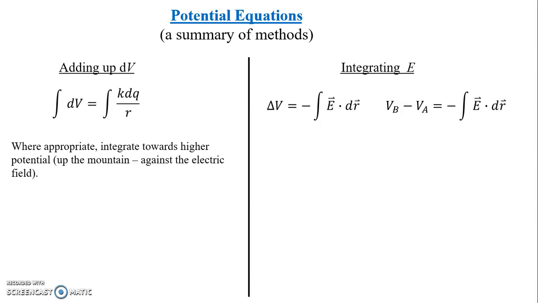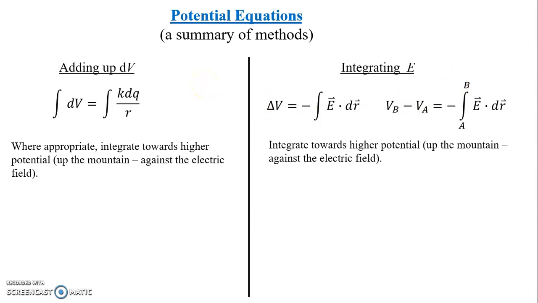And then it's really essential you define your limits of integration. We always go final minus initial. The final goes on top, the initial goes on the bottom, so this is integrating from A to B. Once again, you're going to integrate towards higher potential. So A should be the lower potential, B should be the higher potential.